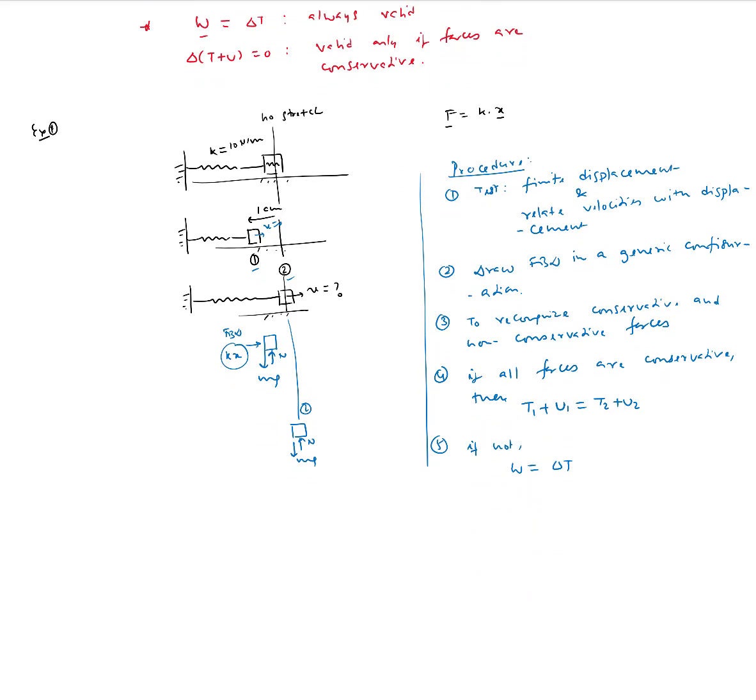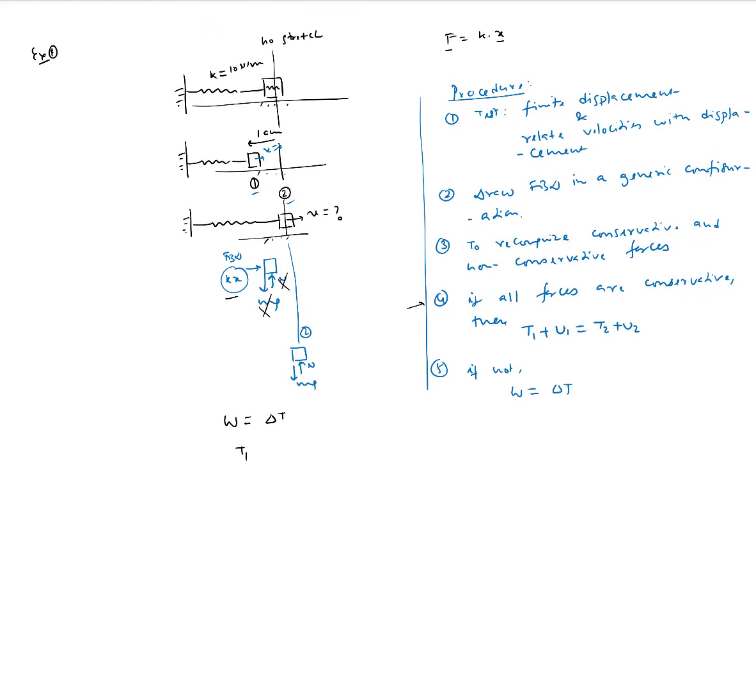We can see that in the free body diagram, N will not do any work, and Mg will not do any work because they're perpendicular to the displacement. The only work done would be due to the spring force. We can definitely use W equal to delta T, but in this case, we can see from step 4 that all the forces acting are conservative because Kx is a linear elastic force, which is conservative. So we will actually apply T1 plus U1 equal to T2 plus U2, the conservation of mechanical energy principle.